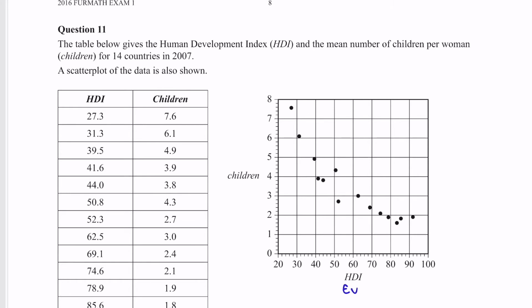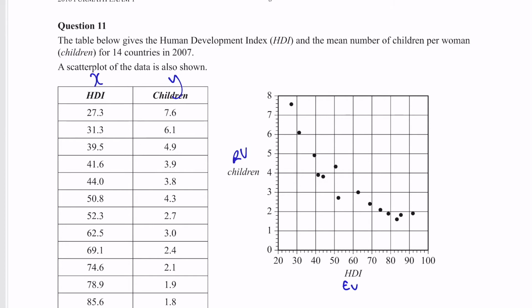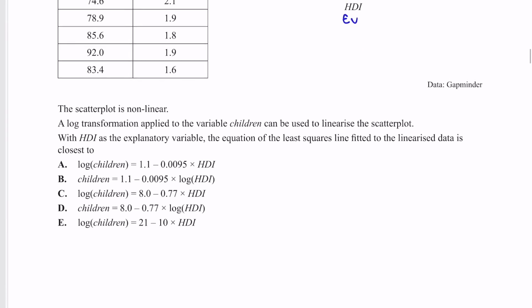So this is obviously the EV, this is the RV, that's X, that's Y. That's the easiest way to put it on your calculator when you are typing these numbers. Call HDI X and children Y. Personally, I find it easier. If you don't want to, you can just write H defined as HDI and children when it's on your CAS.